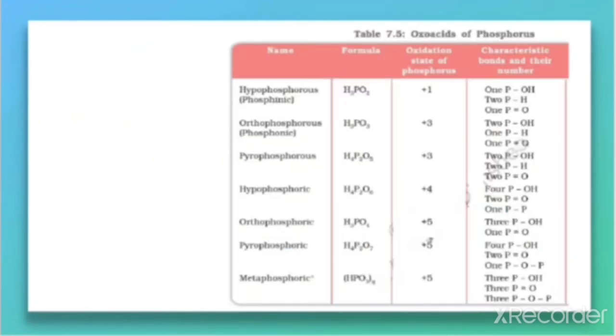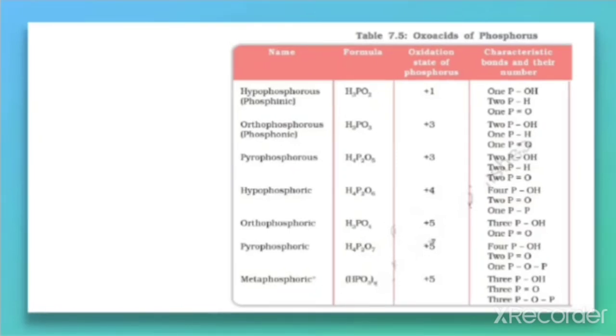So this table is given in the textbook. That is the name of the acid, formula, and the oxidation state of phosphorus. When you look here, the oxidation state of phosphorus in this is +1. Here it is +3, +3, +4, +5, and so on. So these are the oxidation states of phosphorus which are given, and here the structure is explained.